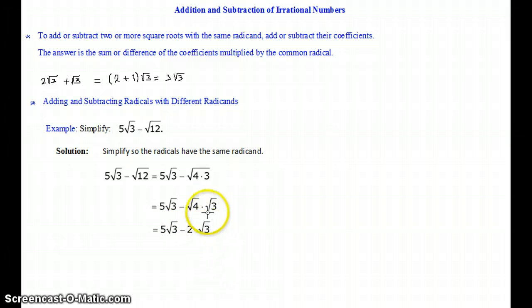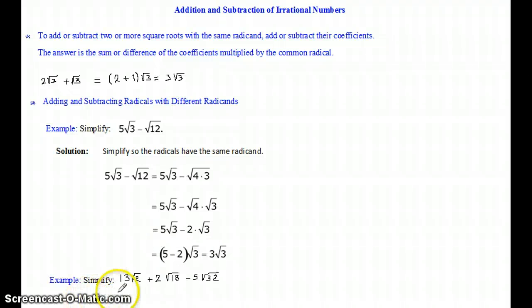Now both radicals have the same radicands, so we can subtract them by simply subtracting their coefficients. 5 is the coefficient of the first radical and 2 is the coefficient of the second radical. The result is 5 minus 2 times square root of 3, or 3 square root of 3.